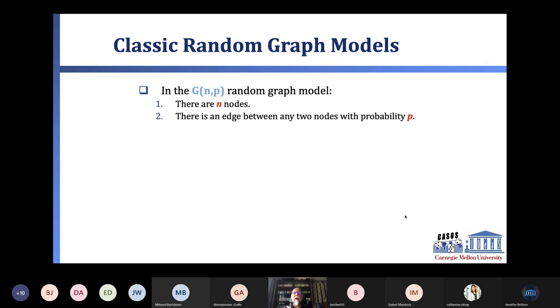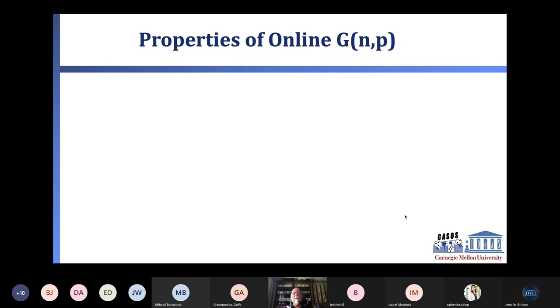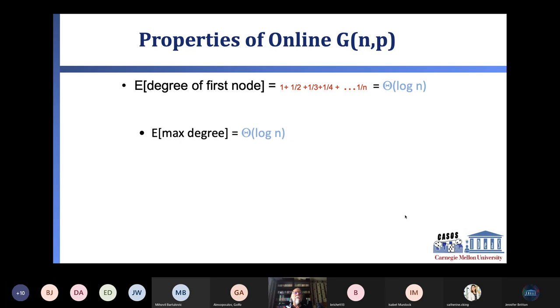So these are random graph models. You probably heard of Erdős-Rényi. That's the guys who first proposed this for this application. And really, it has some interesting properties. The expected value of the degree of the first node, the highest node, is order log n. The max degree is also order log n. And the expected value of nodes with degree k is order 1/2 to the k.